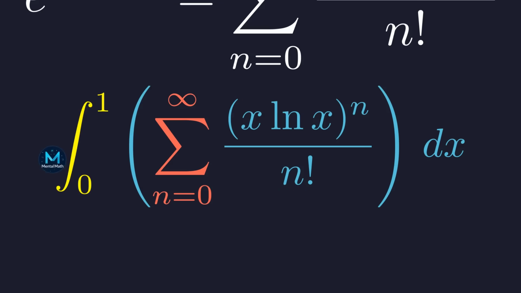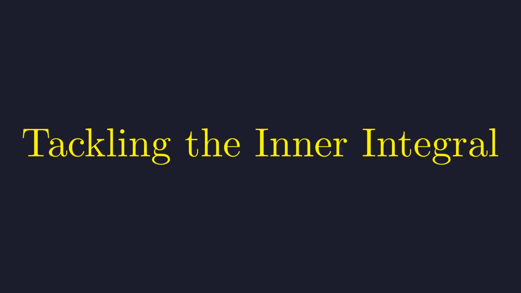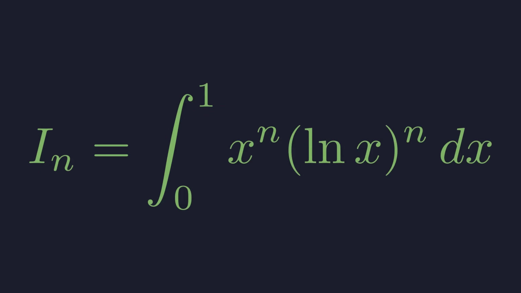Here's a crucial move. Because this series converges uniformly, we are allowed to swap the order of integration and summation. This transforms one big, difficult problem into an infinite sum of smaller, manageable integrals. Let's focus on solving this general integral. We need to evaluate I sub n.